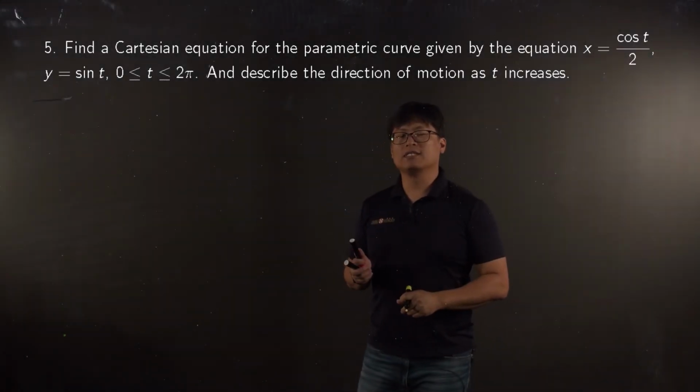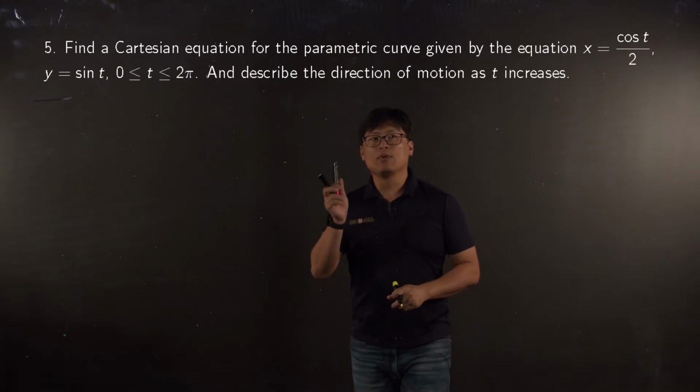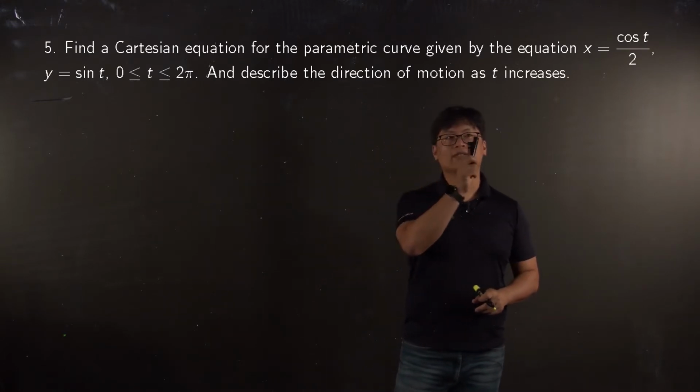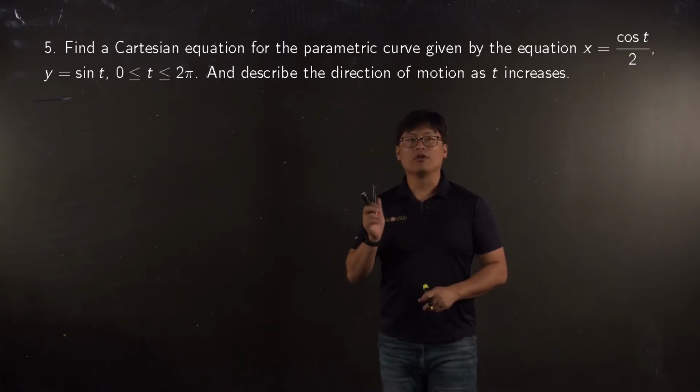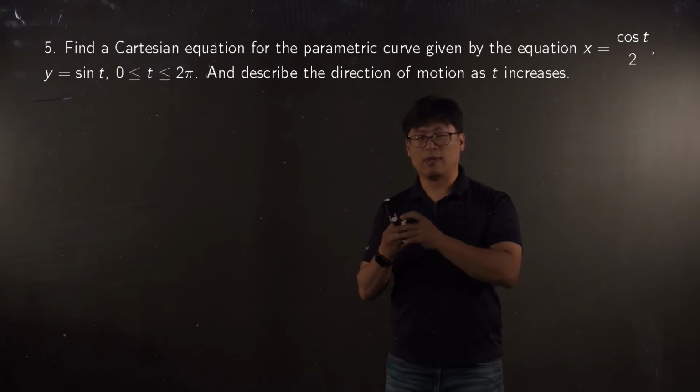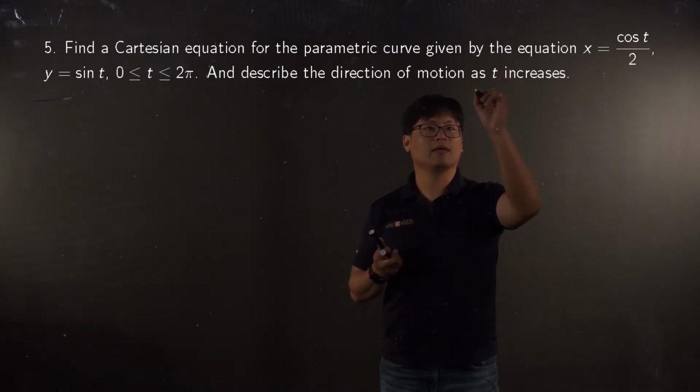Okay, what about this problem? It is similar to the previous problem, but the thing is your x is a cosine function and your y is a sine function, which means we're going to use the trig identity. Let me give you the statement of the trig identity here on the side. Okay, here we go.